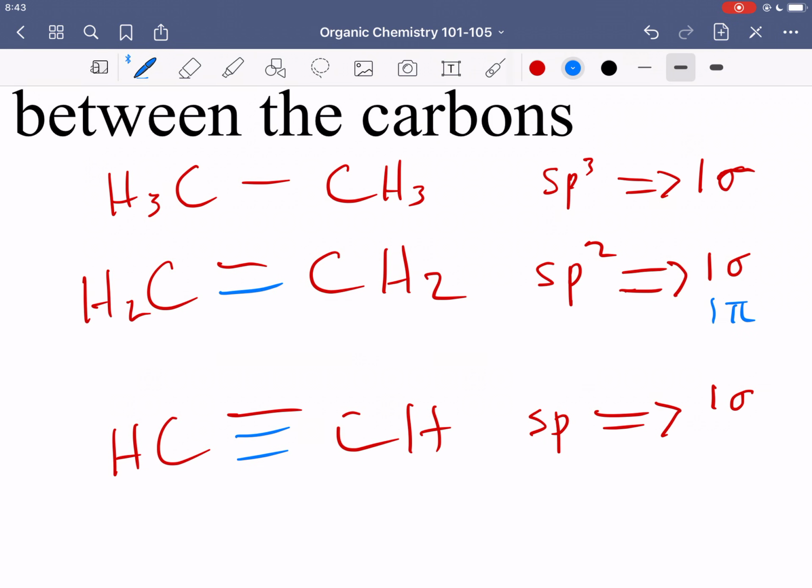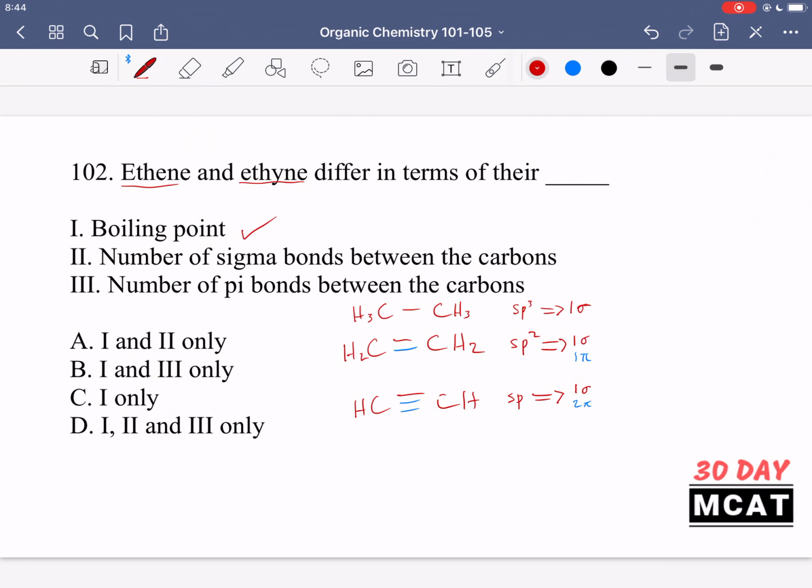Similarly, in the case of the triple bonded one, the ethyne, we have 2 pi bonds. That's why we left 2 p orbitals unhybridized. So that's the main difference. They all have the same amount of sigma bonds to form that first bond, but the difference is the number of pi bonds. So 2 is not something which differs, the sigma bonds, but the pi bonds do. And therefore our correct answer is B. 1 and 3 differ, and the others do not.